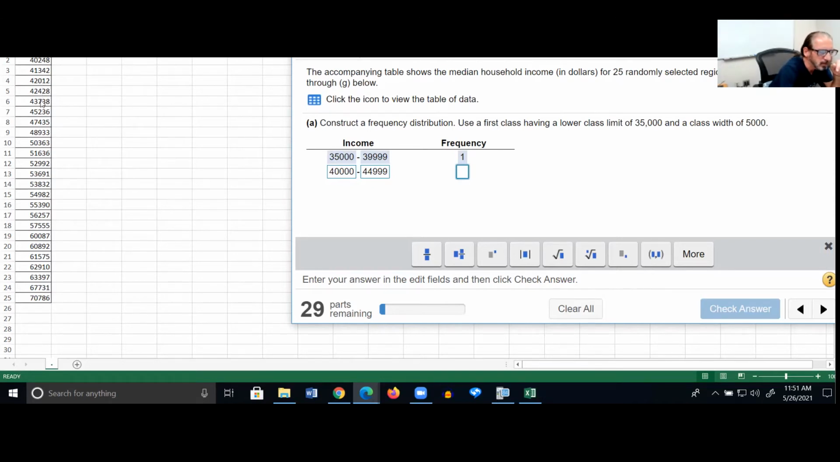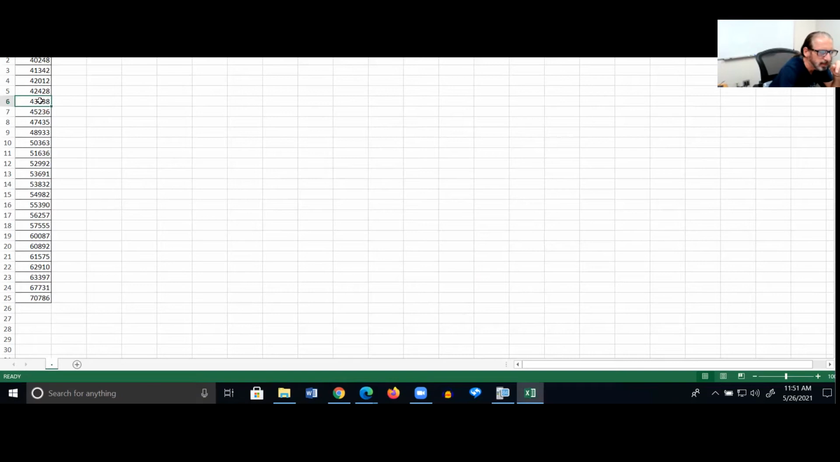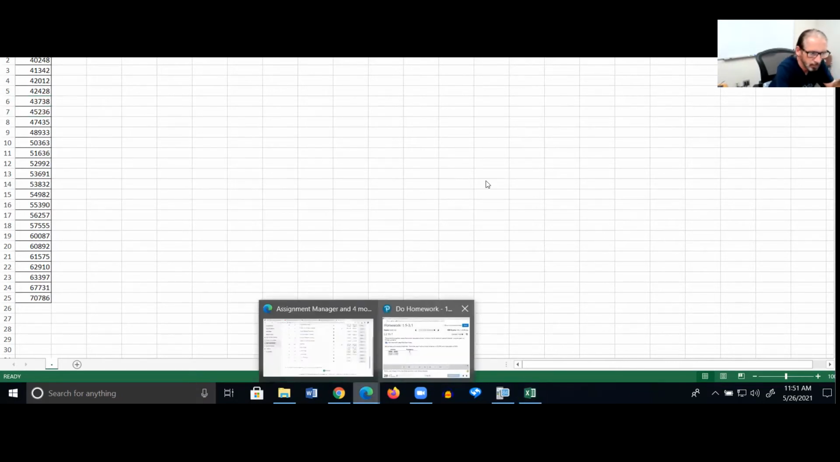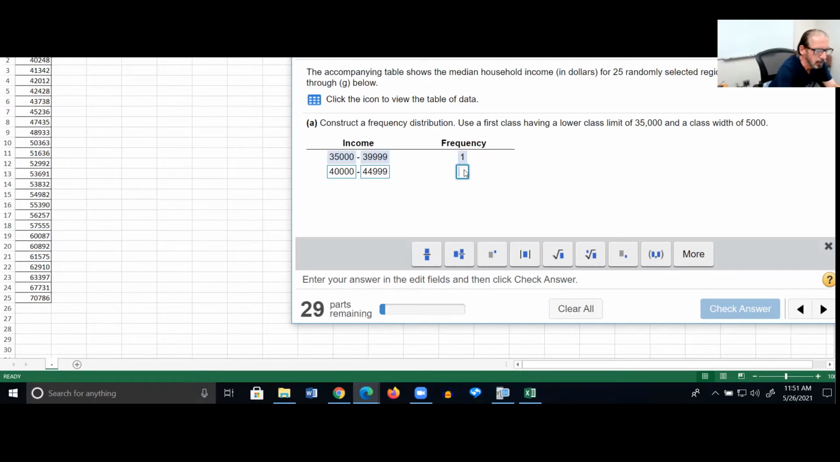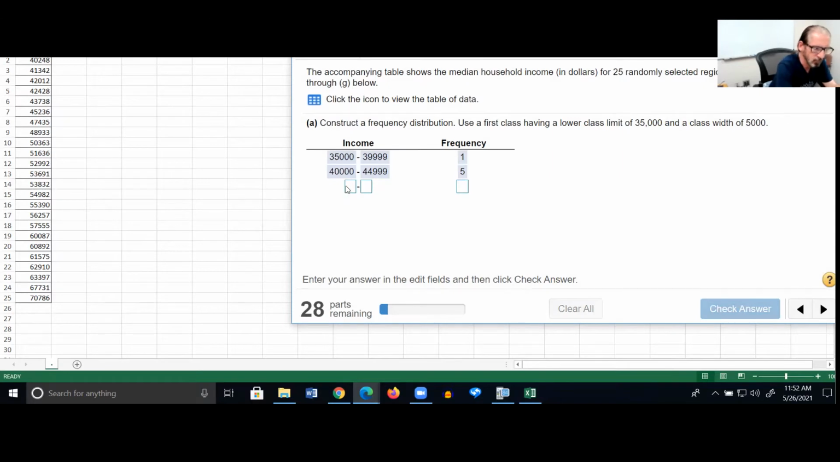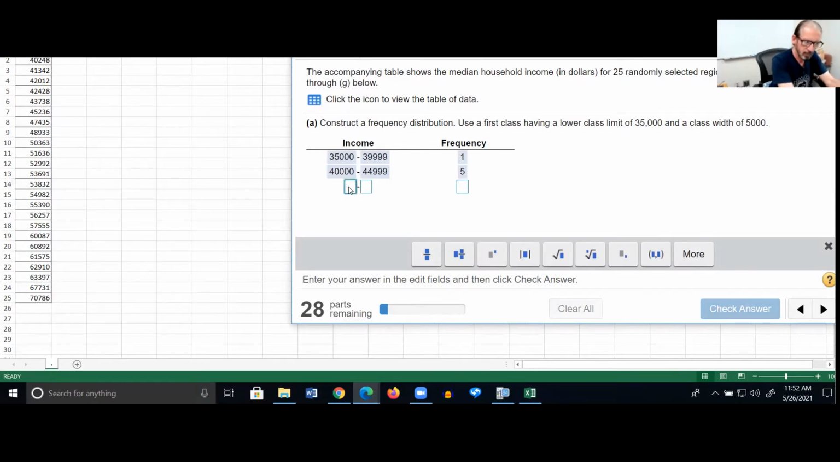There are 1, 2, 3 of them, it looks like. Nope, 4. The next one's too high. So 4 of them. Nope, 5. Going from the 2nd to the 6th. And then 45,000, not to 50,000, but to 49,999. 1, 2, 3 of them.